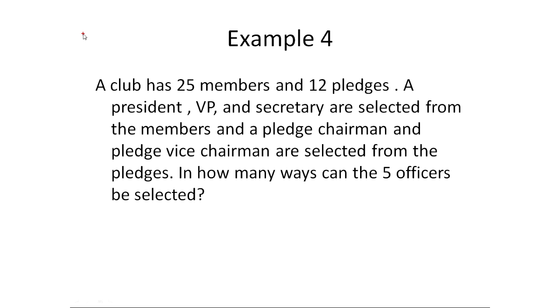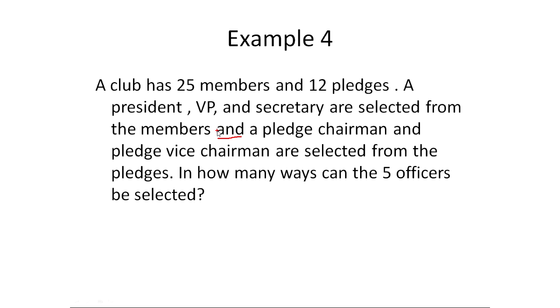In some cases, what you're going to have to do is combine rules that we've used before into rules like the permutation. And we sort of saw this when we were dealing with the girl-boy school picture problem. So in this example, a club has 25 members and 12 pledges. So essentially, we got 2 different groups. A president, VP, and secretary are selected from the members, and that's very important, and a pledge chairman and a pledge vice chairman are selected from the pledges. So remember, and is kind of related to intersections, which means multiplication, and ors are kind of related to unions, which would mean addition. So and is important. Both of these things are happening.